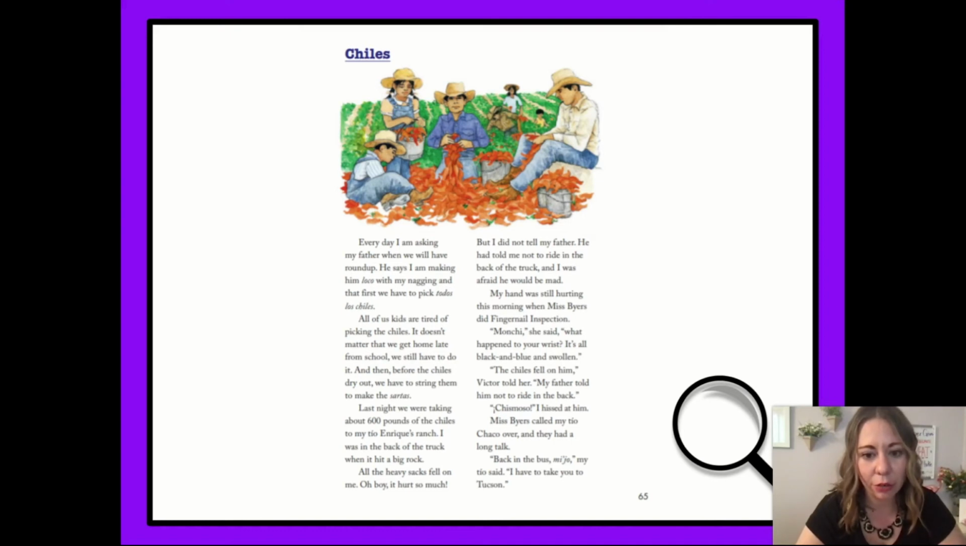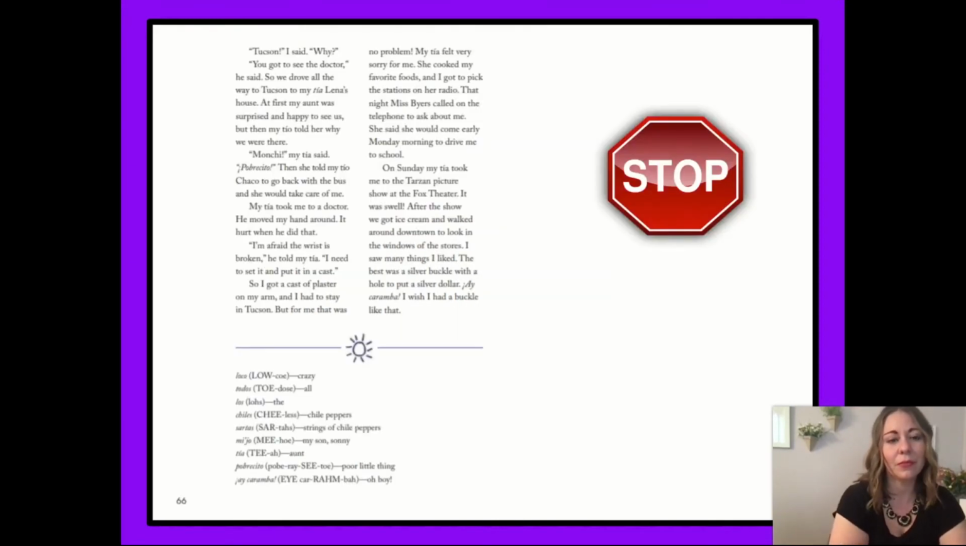Back in the bus, mijo, my tío said. I had to take you to Tucson. Tucson? I said, why? You got to see the doctor, he said. So we drove all the way to Tucson to my tia Lena's house. At first, my aunt was surprised and happy to see us, but then my tío told her why we were there. Monchi, she said, pobrecito. Then she told my tío Chaco to go back to the bus and she would take care of me.